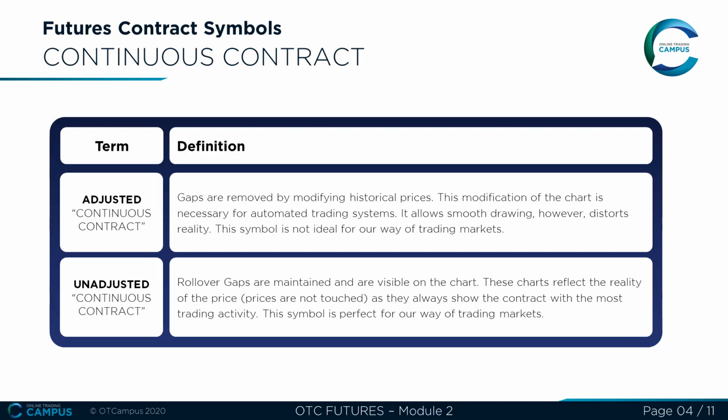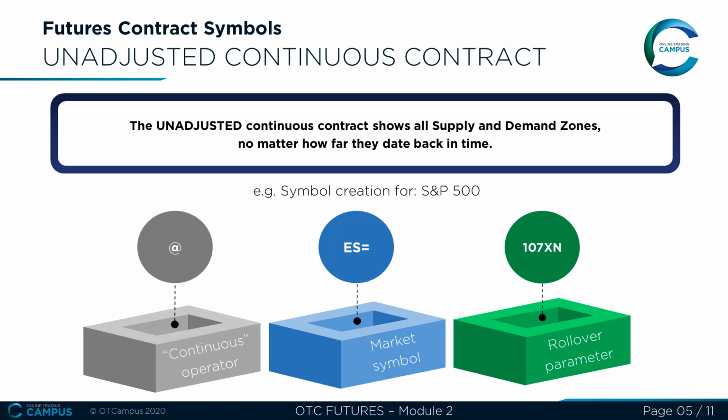Adjusted charts distort reality. Gaps are removed by modifying historical prices. This modification of the chart is necessary for automated trading systems. It allows smooth drawing, however it distorts reality. This symbol is not ideal for our way of trading markets. The way of creating these unadjusted charts is by using symbol-specific letters and numbers to let the software know when it is time for changing market data.